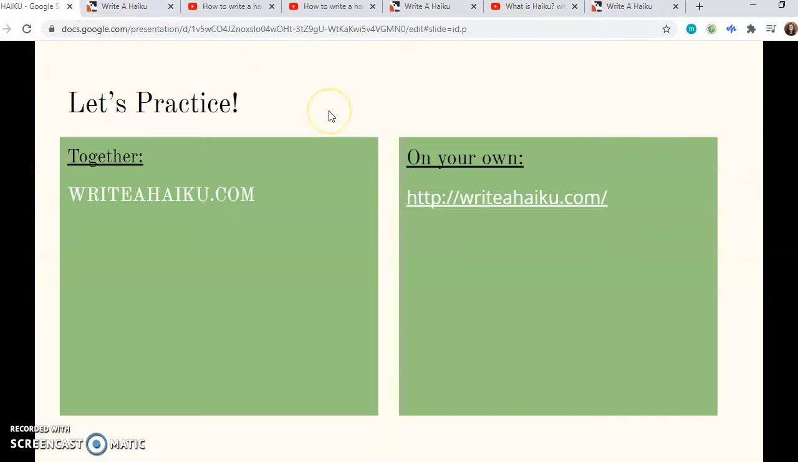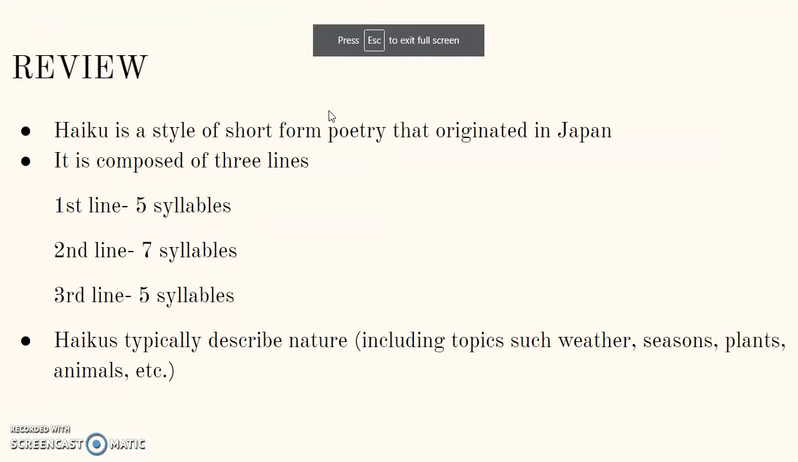So now, at the end of this lesson, I want you to explore and practice writing a few haikus on your own so you'll be ready for tomorrow's workshop. But before we go, I want to review a few of the things we went over today. So, 1, haiku is a style of short-form poetry that originated in Japan. 2, it is composed of 3 lines. First line, 5 syllables, second line, 7 syllables, and third line, 5 syllables. And lastly, haikus typically describe nature and include topics such as weather, seasons, plants, animals, etc.